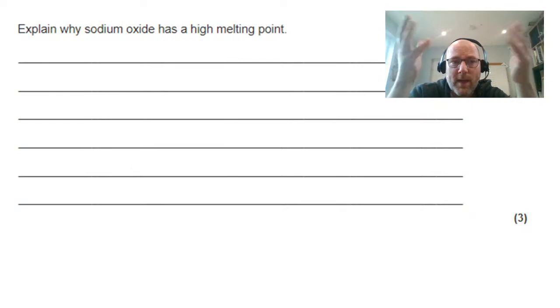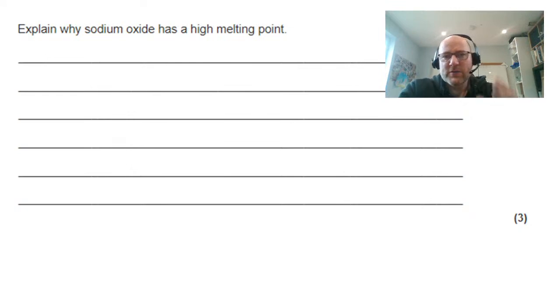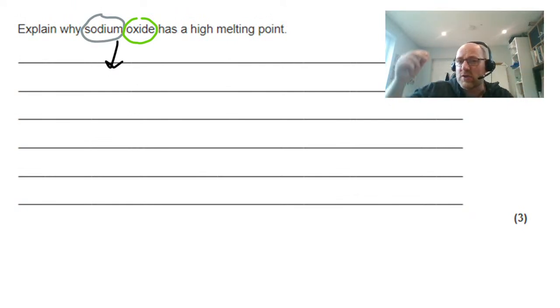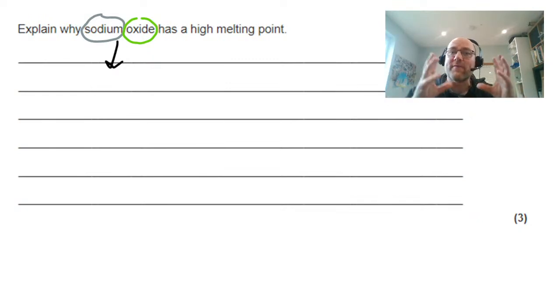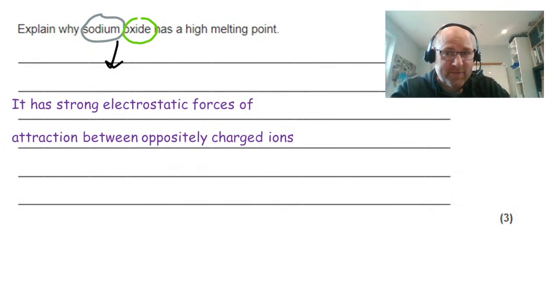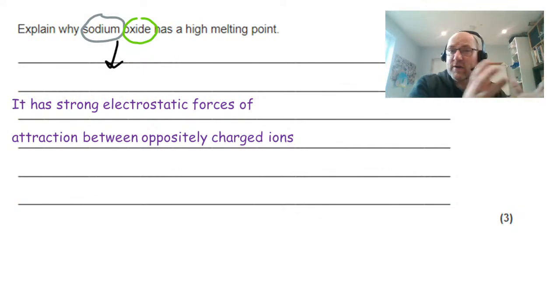So here we've got one. Explain why sodium oxide has a high melting point. The first thing you've got to do is look at sodium oxide and say, right, what are they? Get my periodic table out, go to your data sheet. Sodium is a metal, it's on the left. Oxygen is a non-metal, it's on the right. We have an ionic compound. So we now know the name of the bonds. They're ionic bonds, which means I can write the definition. It has strong electrostatic forces of attraction between oppositely charged ions. That's an ionic bond. If I can't remember that, I can just write it has ionic bonds, and I might grab a mark.